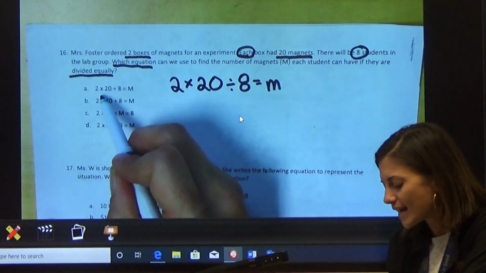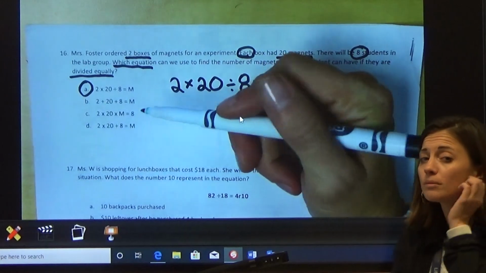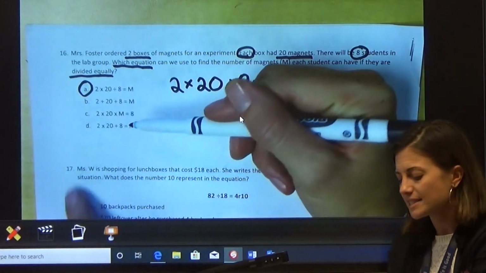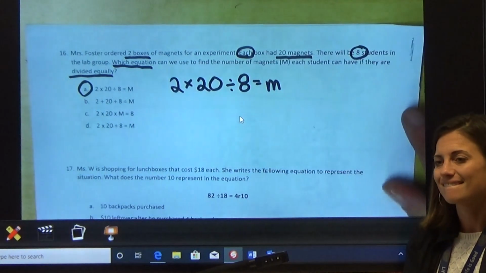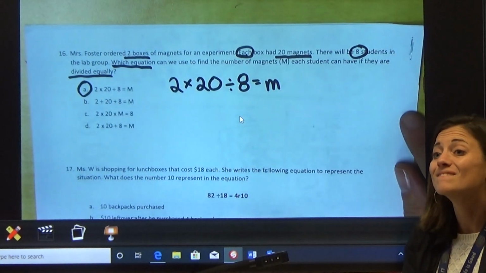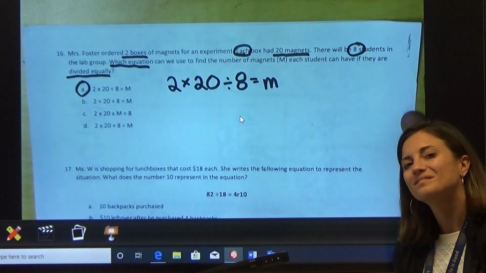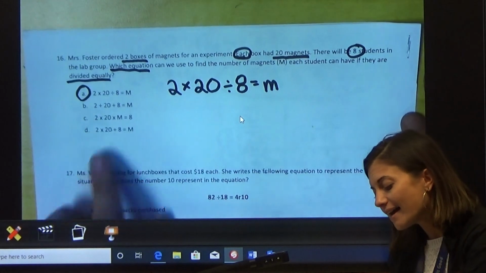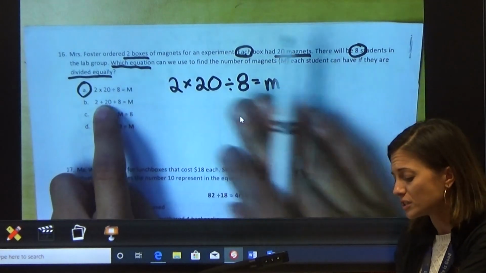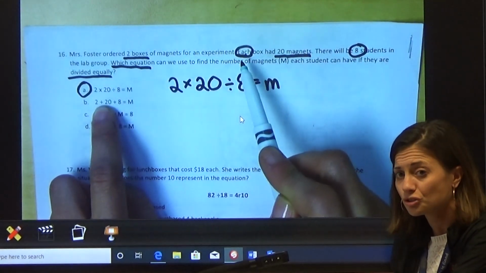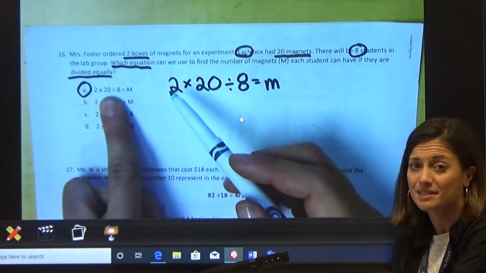A. 2 times 20 divided by 8 equals M. Now the major key to remember here is a lot of these look very similar, so you have to read your symbols carefully. Yes, ma'am. Because each doesn't always make divides. Good, exactly. But B has a plus sign. We know that our operations are multiplication because of our words each, and then we're dividing it into groups, so that's division. So I need to have both symbols.